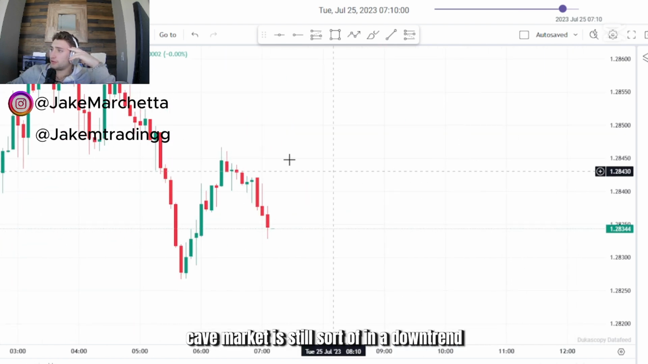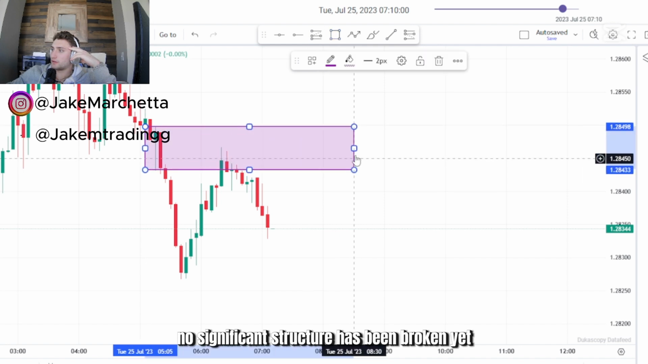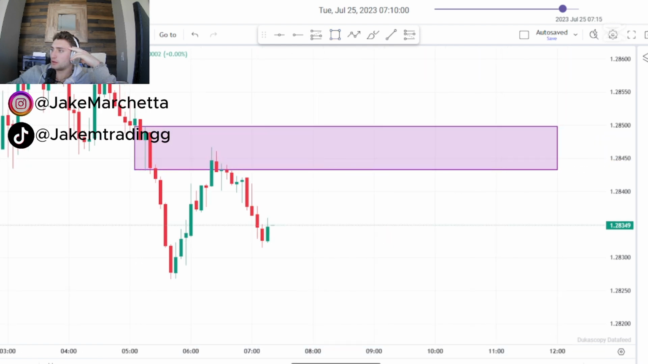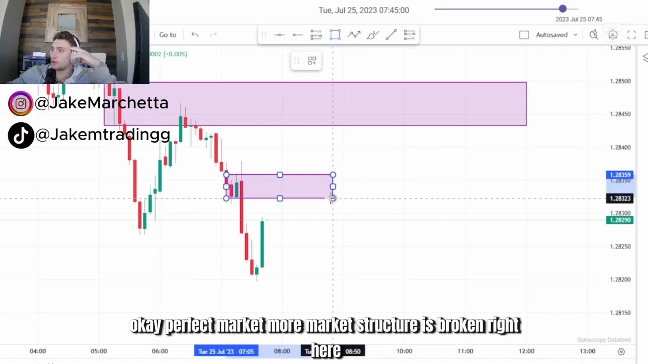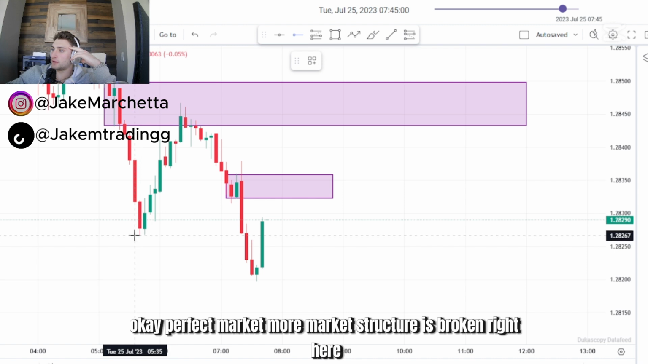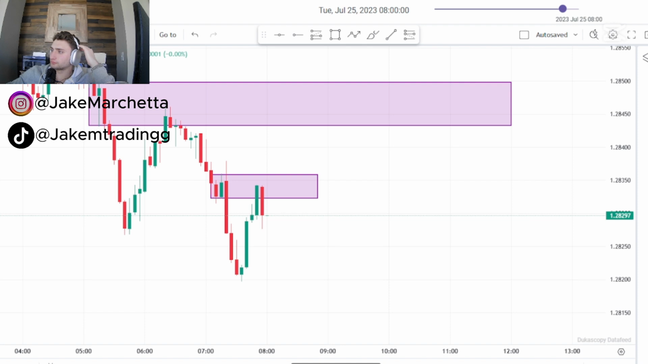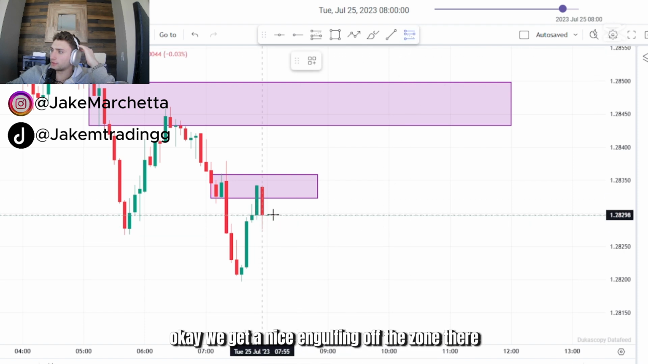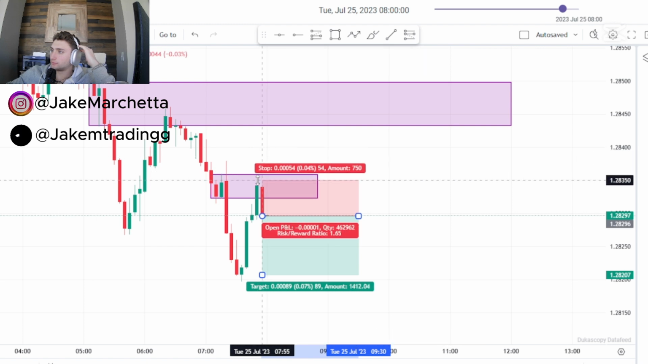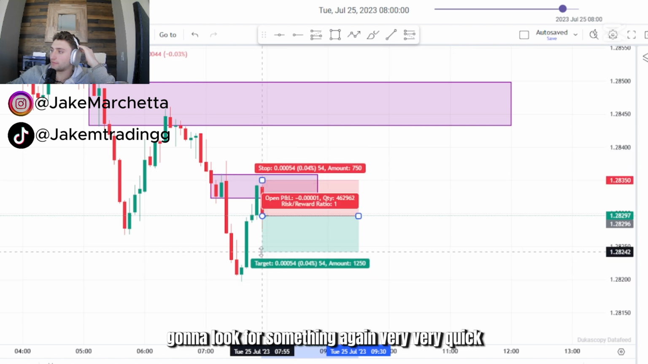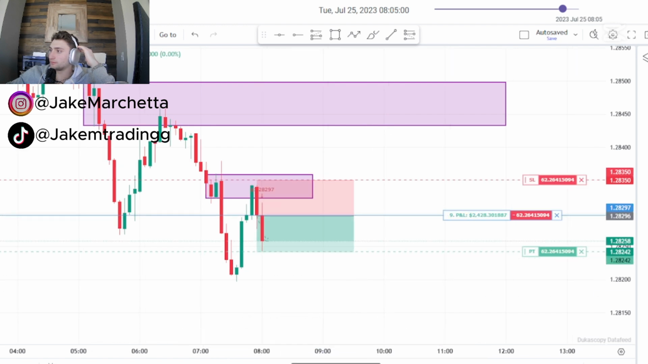Okay, market is still sort of in a downtrend. No significant structure has been broken yet. That's an area. Okay, perfect. More market structure is broken right here. So I know I want to look for shorts. Okay, we get a nice engulfing off the zone there. Going to look for something again very, very quick. I'm not looking for anything to last too long.